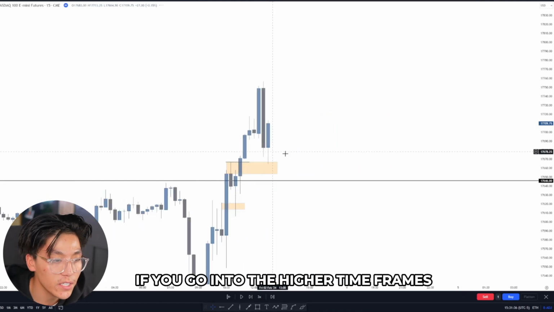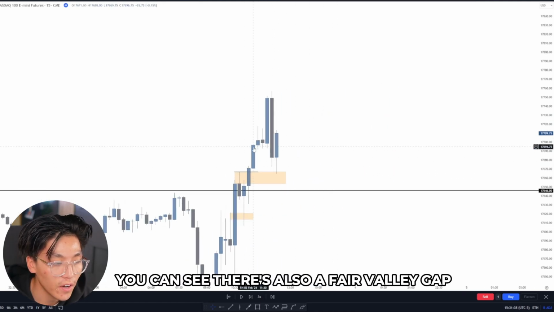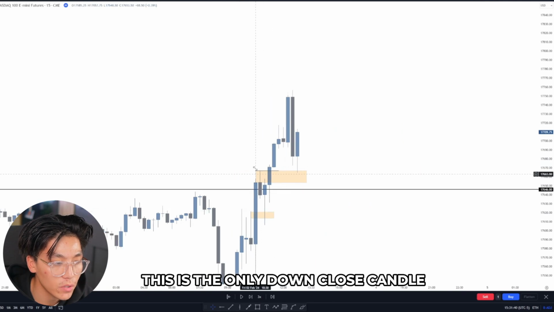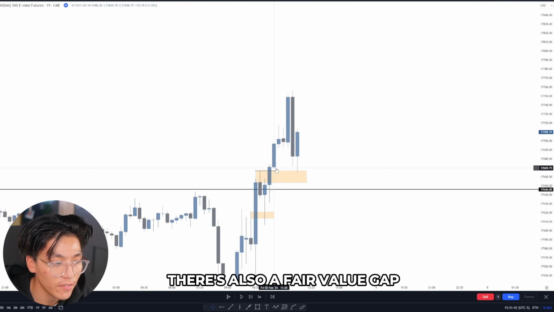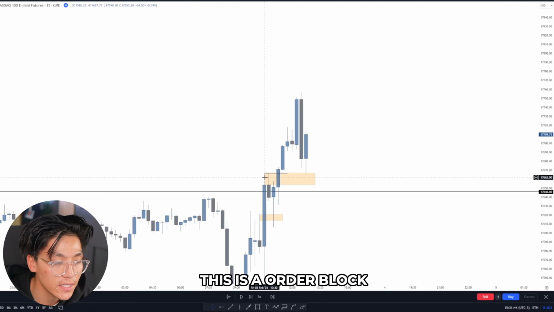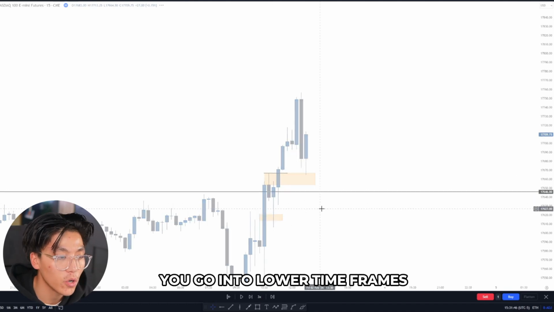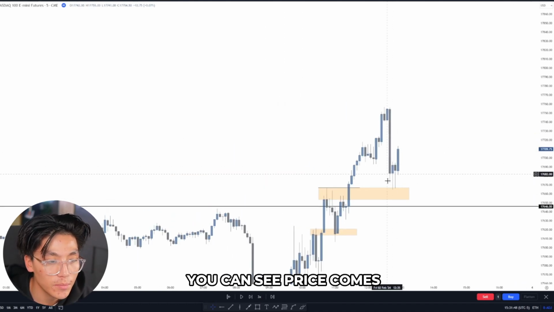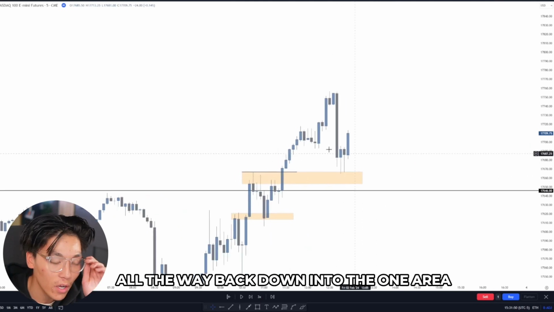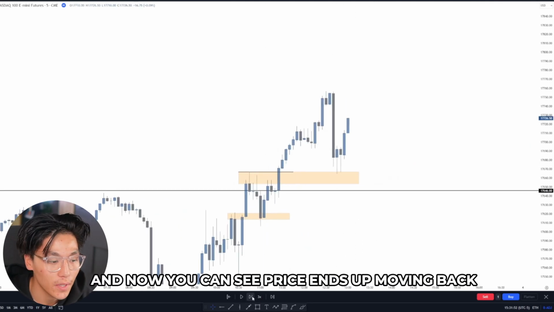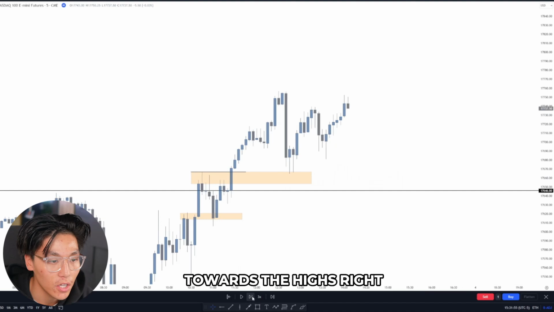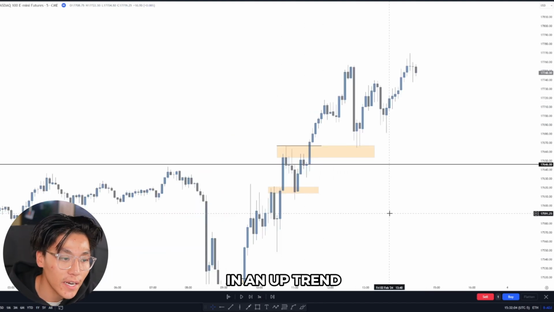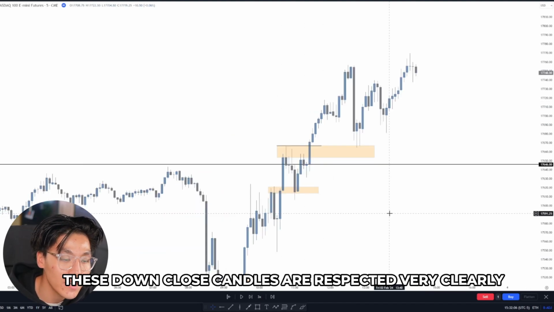If you go into the higher time frames, you can see there's also a fair value gap. This is the only down close candle on the 50-minute time frame. There's also a fair value gap, an inefficiency. This is an order block on the 50-minute time frame. You go into the lower time frames, you can see price comes all the way back down into the area, which is that down close candle. And now you can see price ends up moving back towards the highs, right? As you can see, in an uptrend, these down close candles are respected very clearly.